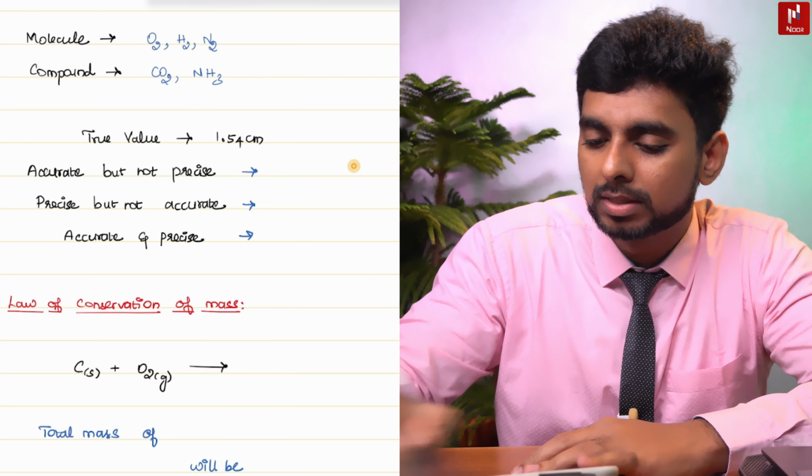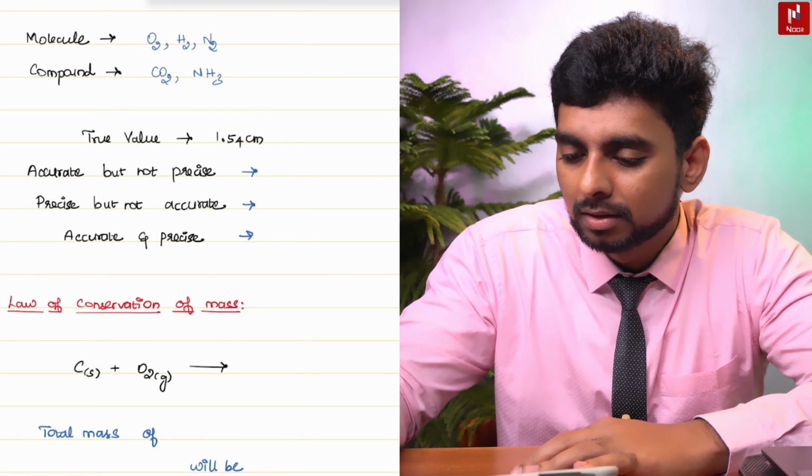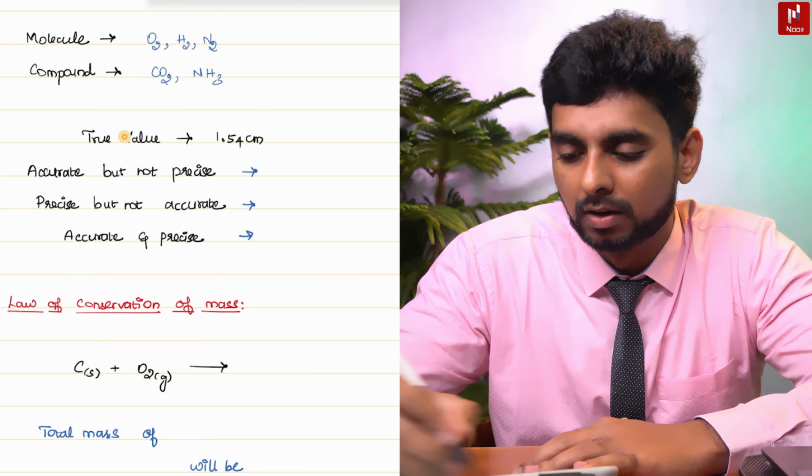Then you have something called accuracy, precision, and all those things, right? Accuracy and precision we have already learned clearly in physics itself. You should be clear with that idea. So I'll just give you an overall understanding of the difference between accurate, precise, and all those things.